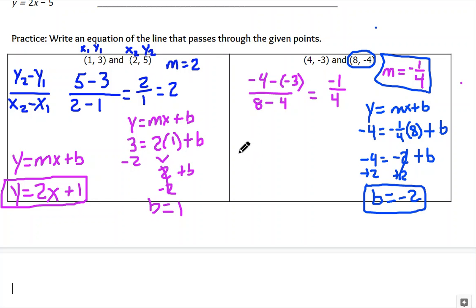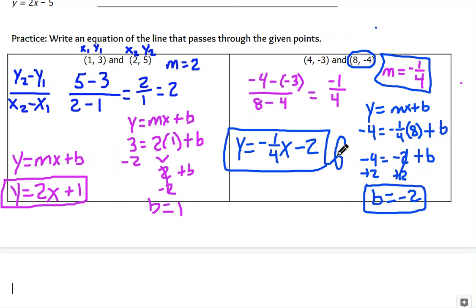Y equals mx plus b. So y equals m, which is negative 1/4, and the slope's always attached with the x. And my b is negative 2, so I'm going to write minus 2. And that is my final answer. That right there is my final answer with my box and flower.